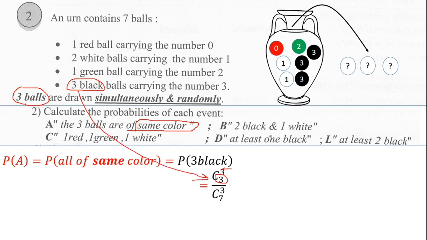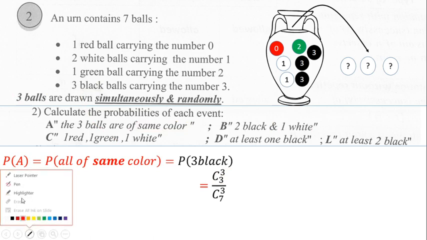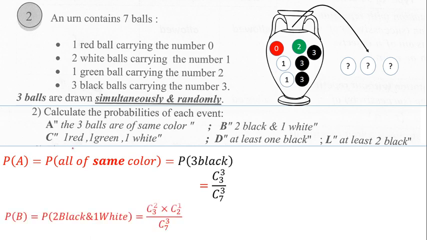Event B, 2 black and 1 white. There are 2 kinds and we multiply. So 2 black and 1 white. How many black do we have? We have 3. What is the desired is 2, so we will choose 2. And 1 white, how many white do we have? 2, we will choose 1. So C2 out of 3.